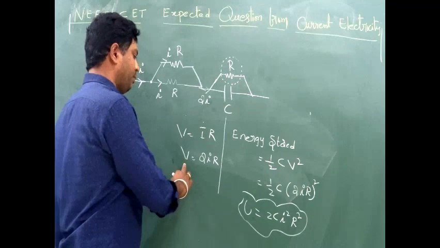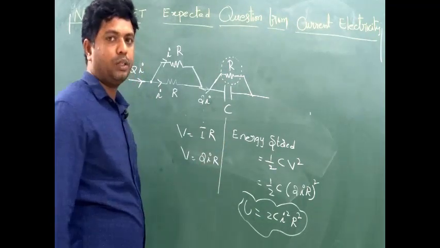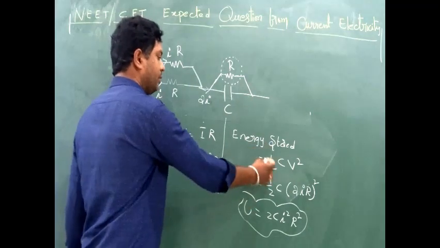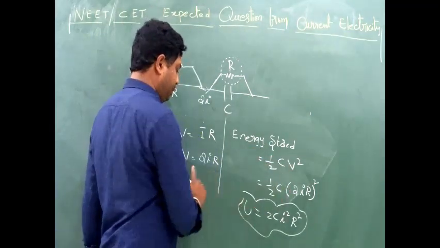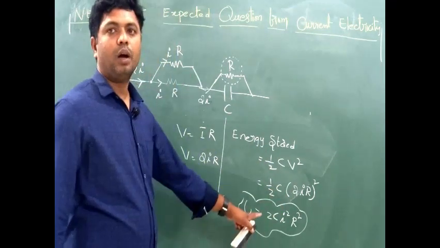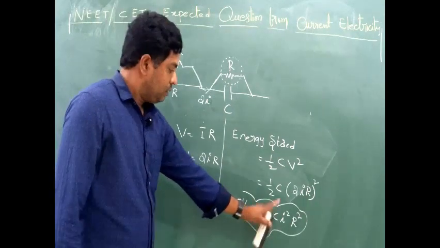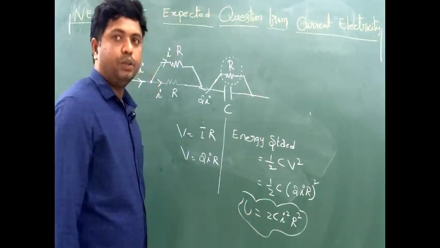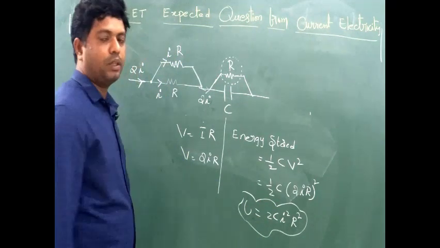So V is equal to 2IR, and the energy stored in the capacitor is equal to half CV square. Half C times V, where V is 2I into R, whole square. From this we get 2 I square R square into C, that is it. Okay, this is about the first problem.